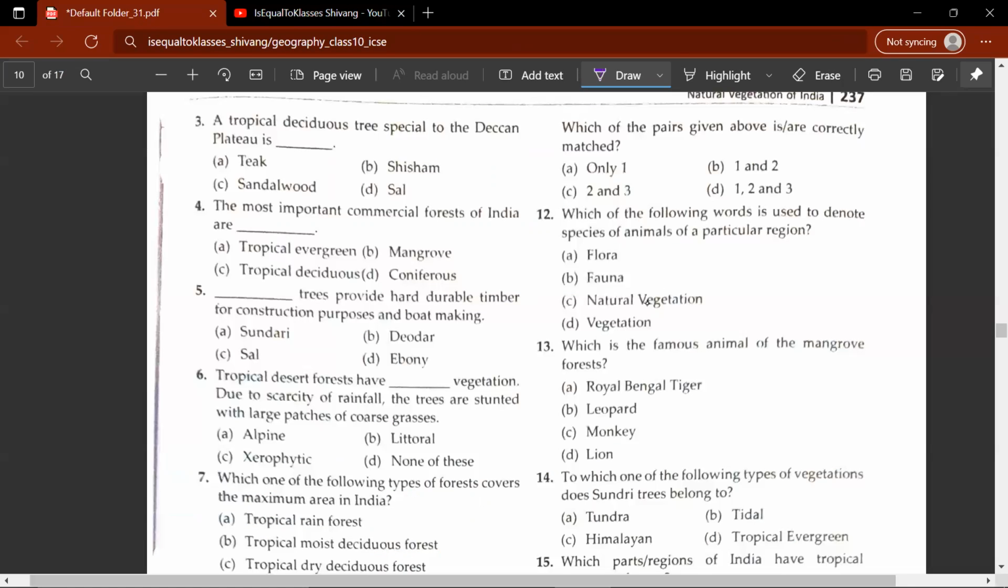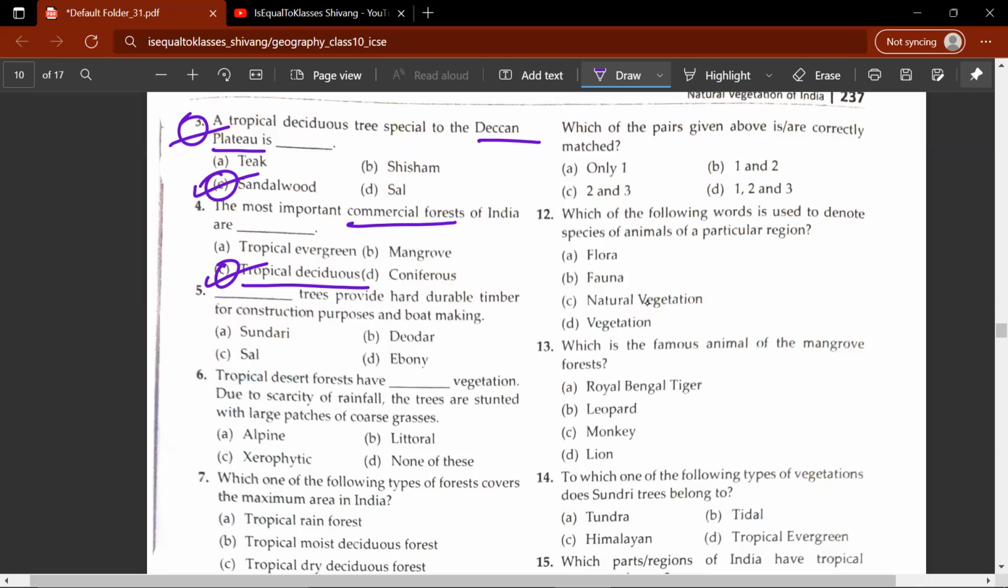So let's move on. The third question: tropical deciduous tree special to the Deccan Plateau. So the correct answer for this would be C, sandalwood. Fourth, the most important commercial forests of India are A, B, C, or D. The correct answer for this would be C, tropical deciduous. These are the most exploited forests of India for industry and human use.